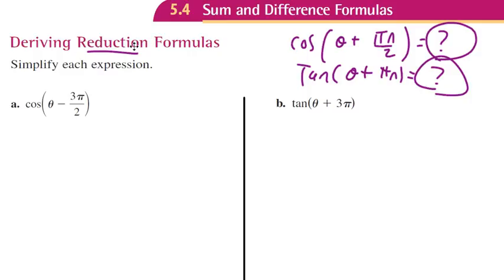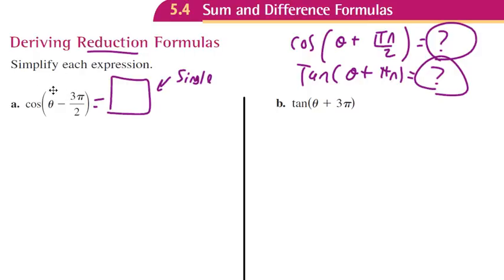So that's just what a reduction formula is. We're just showing some sum or some difference, but usually it's in regards to n, meaning some increments of pi over 2, or for example here, some increments of pi. All right, so let's just see what this equals. We want to know what is the cosine of theta minus 3 pi over 2. What is that equivalent to? That's our goal right now. The reason it's called a reduction is because this should just be a single term.